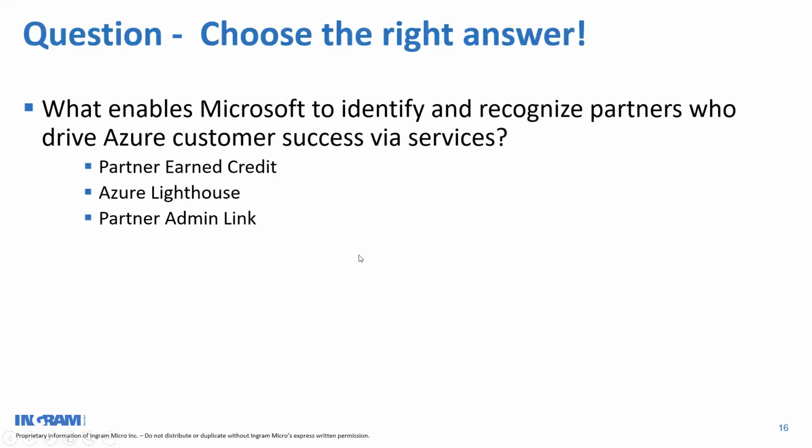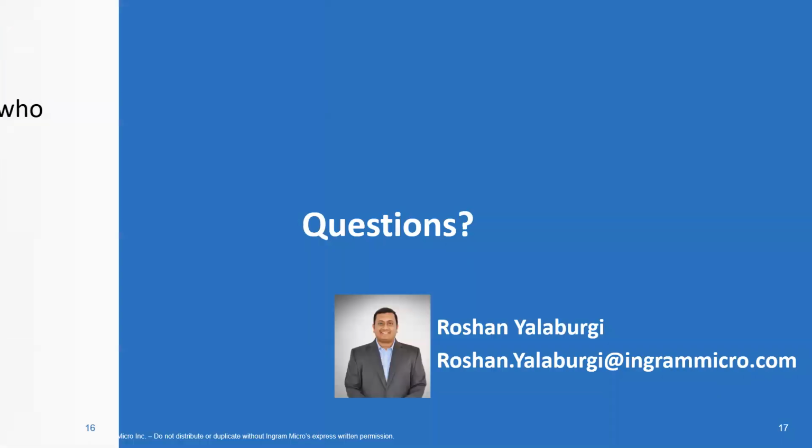Okay, so the right answer is partner admin link. Partner admin link actually identifies the partners who are providing services. Partner earned credit is something that you get, especially from Ingram Micro. The partner earned credit is given to you if Ingram Micro and your own account is not removed from the customer subscription. So make sure you're aware of it. And Azure Lighthouse is more of a procedure to manage your customer. It doesn't automatically let Microsoft know that you are the one who's providing services. So the partner admin link is the one that you have to make sure is updated.